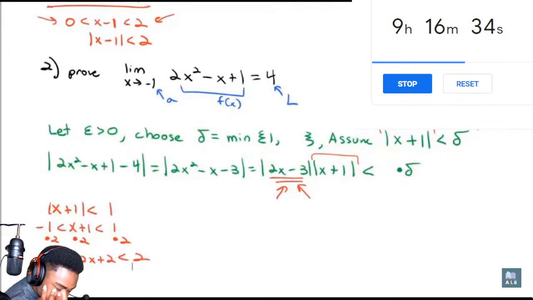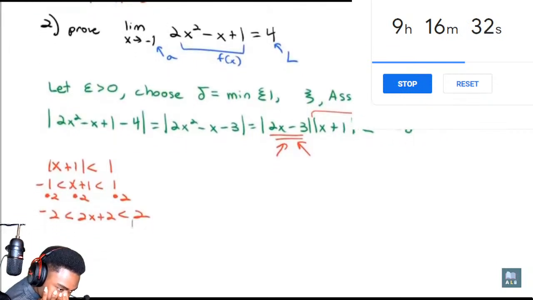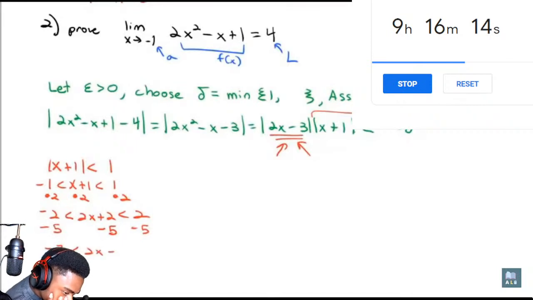We want it to have a minus 3, 2x minus 3. Right now it's plus 2. So to get that to be minus 3, we need to subtract 5. 2 minus 5 will be the minus 3. So we subtract 5 from all three parts. And we get negative 7 is less than 2x minus 3, which is less than negative 3.